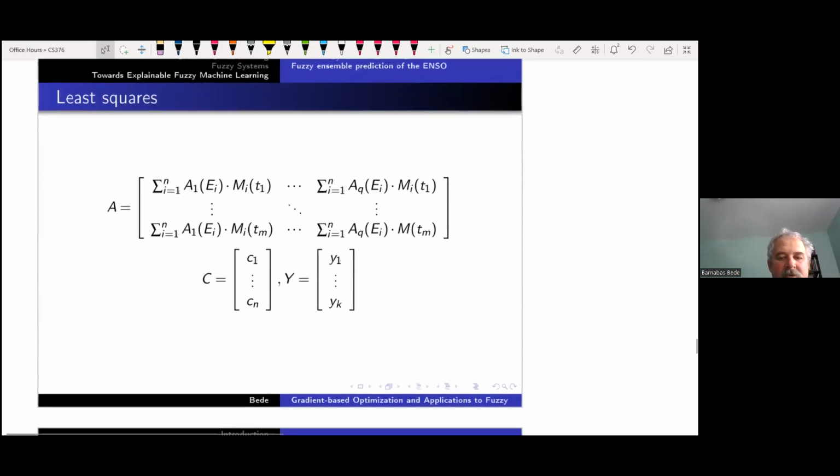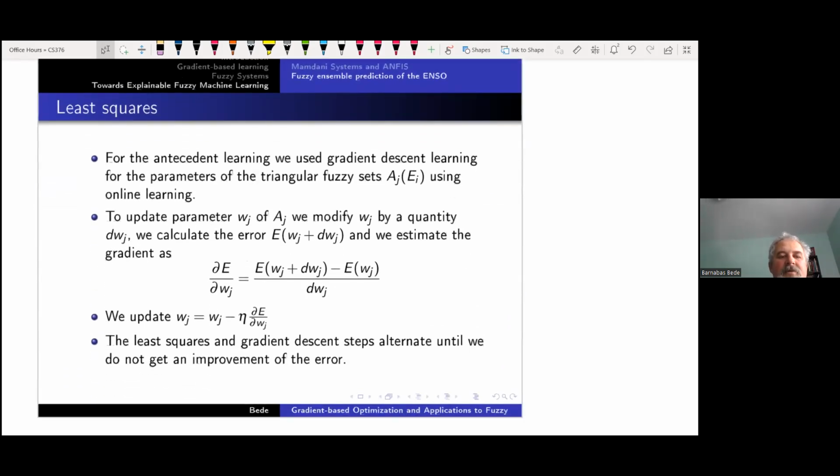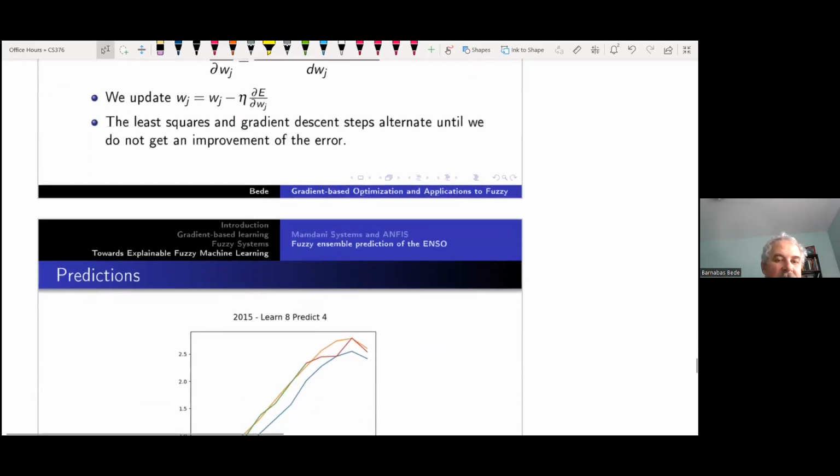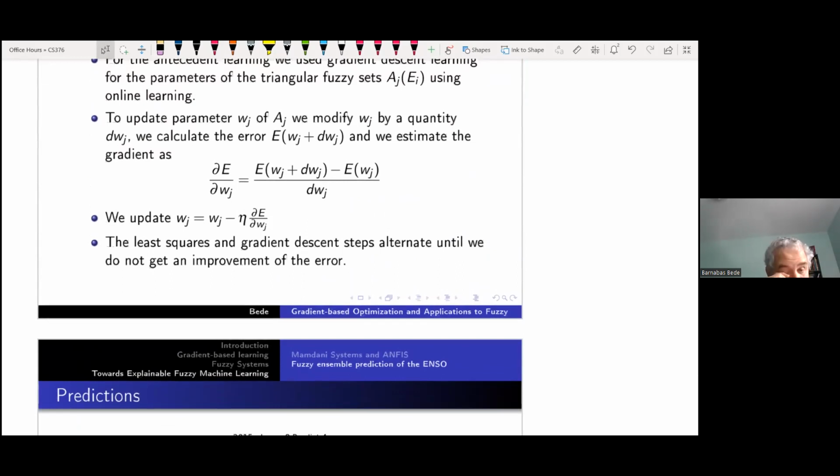Yes, you're going to get some more complicated matrices, but still linear everything. So we can calculate the least squares error from there. After that, we improved the input fuzzy sets using gradient descent, where we use just an approximate gradient. It's a forward difference: the error after we change it minus the error before, divided by the change, is an approximation of the gradient. It's not very accurate, but it gives you an estimation of the gradient without needing to really calculate it efficiently.